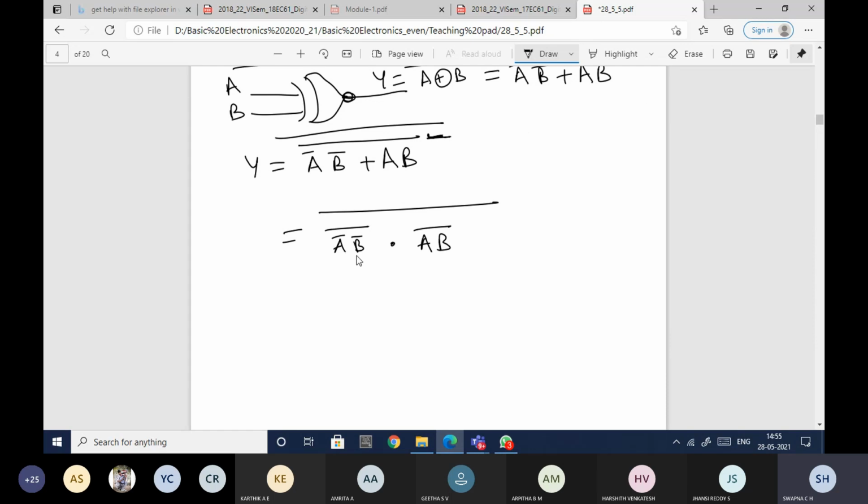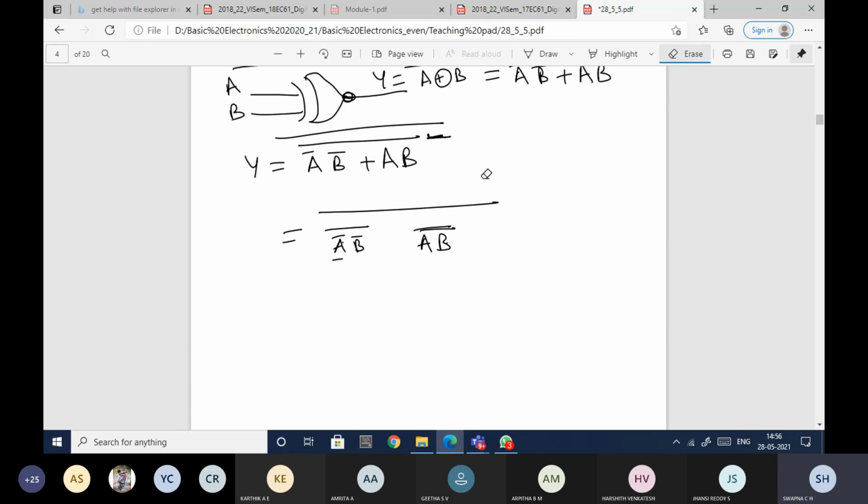So I have to check term by term. A bar I can implement using a NAND gate. B bar also I can implement using a NAND gate. Then this complete thing I'll be able to implement using a NAND gate. Then AB also I'll be able to implement. This complete thing I will be able to implement. This dot this whole bar also I'll be able to implement. So I just need to draw the diagram.